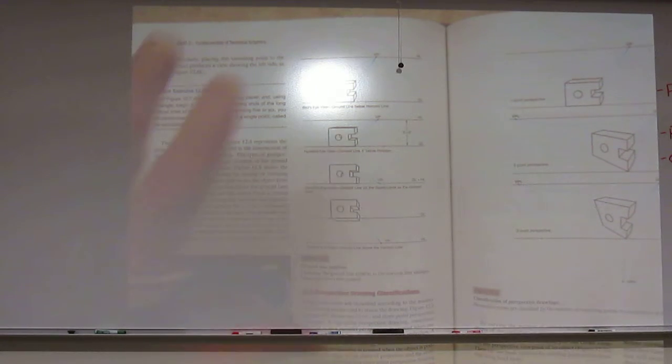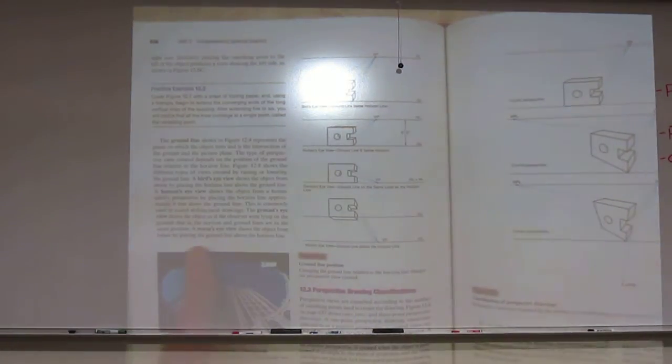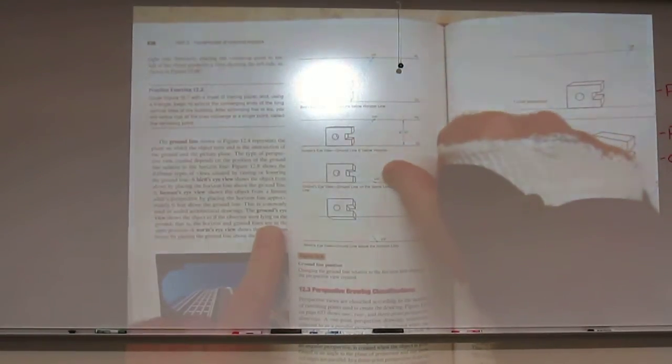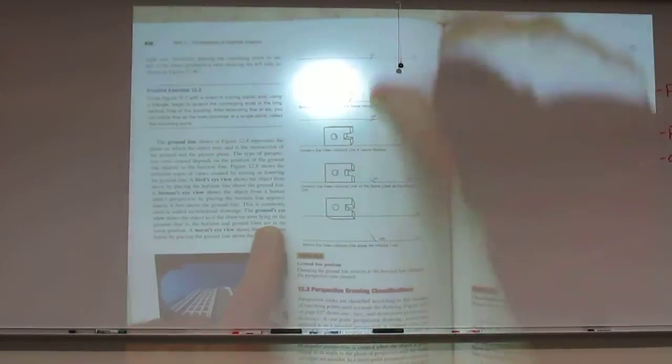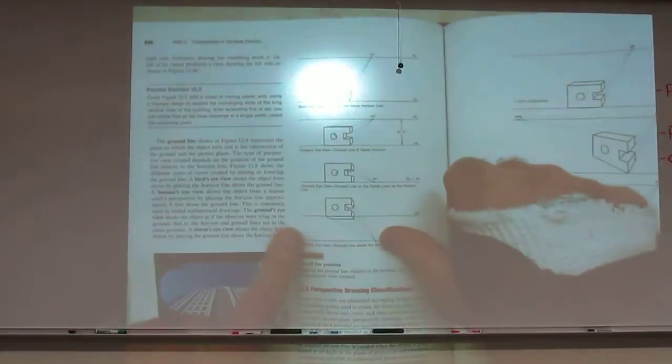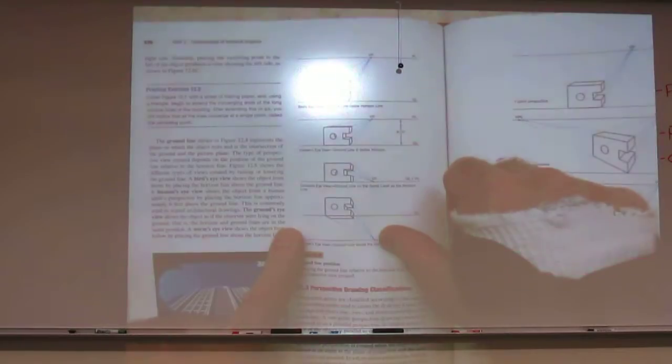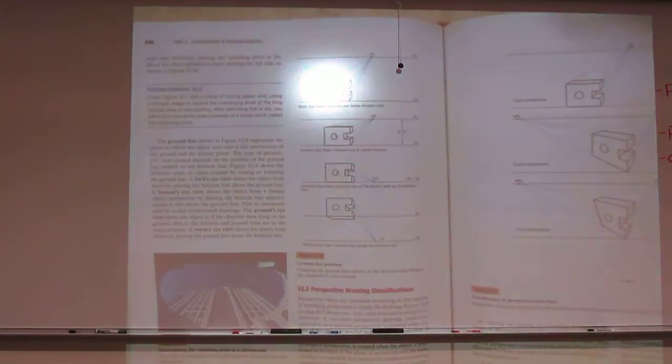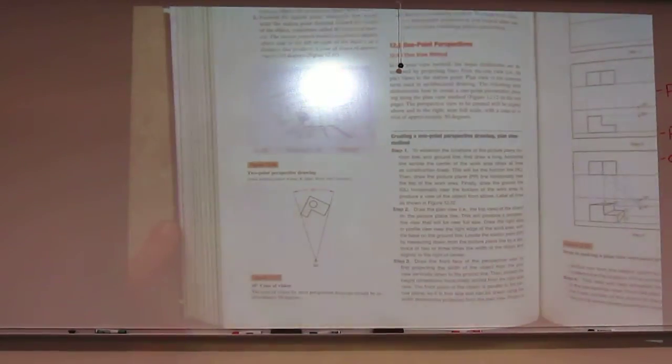Now, that controls height. How do we control left and right? If you look at every one of these examples, they're showing pretty much the right side of the object. Well, how are they controlling that? You do that with the station point. So let's go to figure 1211.